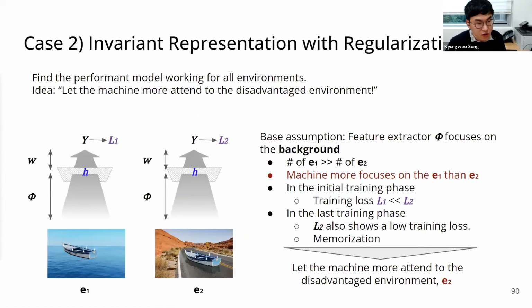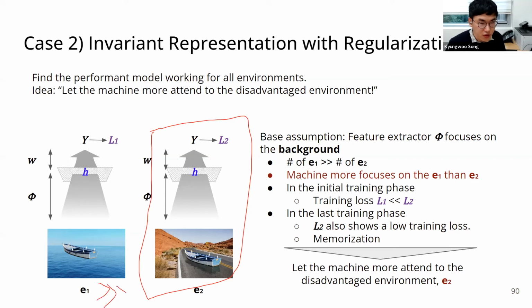Another approach for invariant representation learning is to focus on the disadvantaged environment. Our usual training dataset might contain more environment 1 data, boat on the water, than environment 2 data, boat on the road. Therefore, the machine will attend to environment 1 to reduce the average training loss. As you saw earlier, then the machine will focus on the background, not the boat object. How can we alleviate the problem?